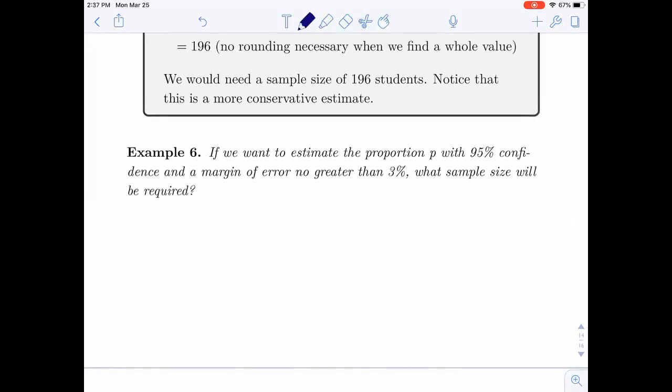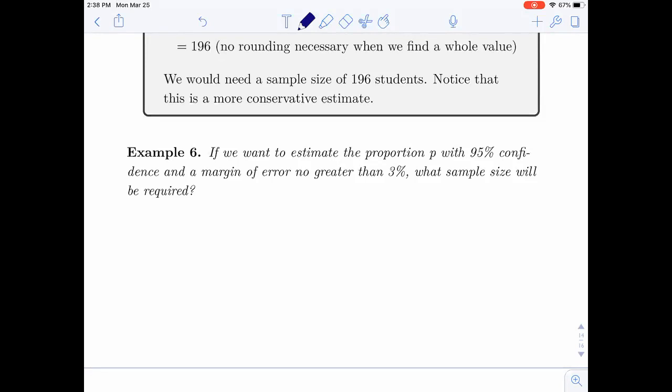If we want to estimate the proportion P with 95% confidence and a margin of error no greater than 3%, what sample size will be required? So this is kind of bare bones, no other information is given. You just want to be able to estimate any proportion P with 95% confidence and a margin of error no greater than 3%. How big of a sample are we going to need?